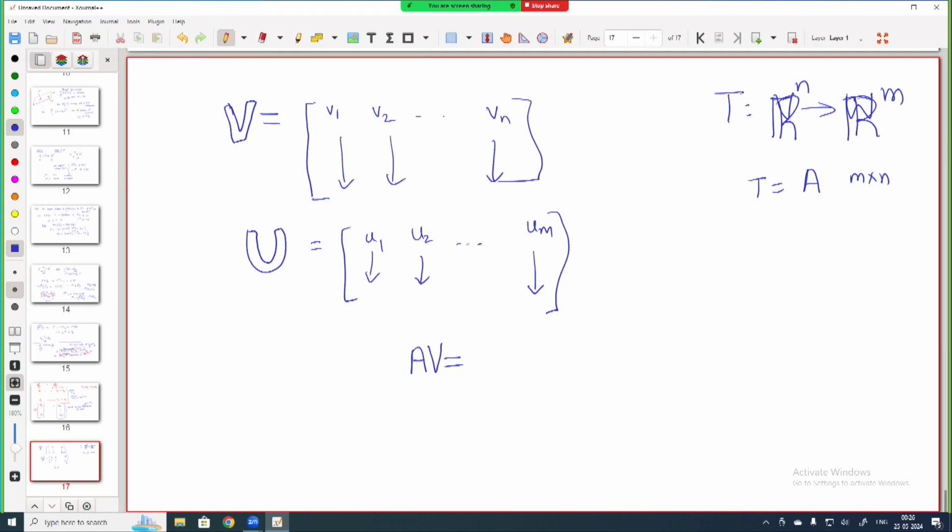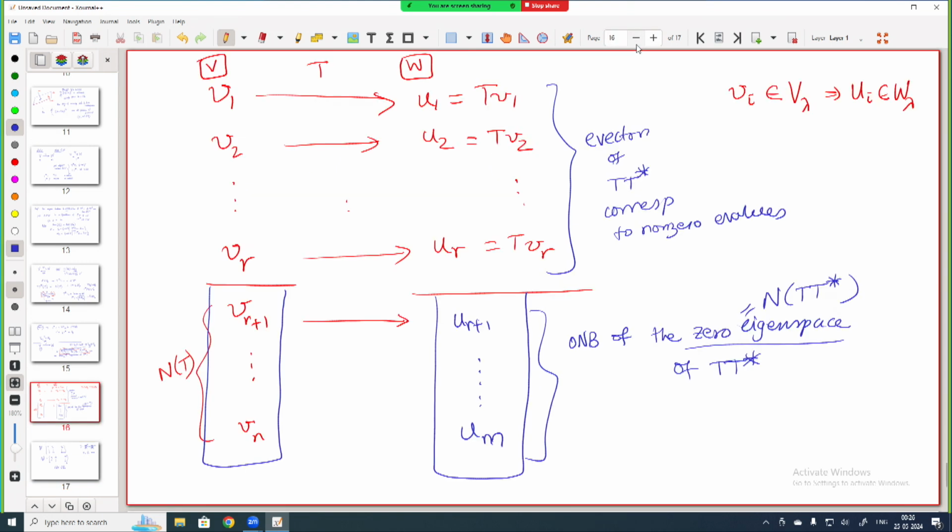So, AV. It is like saying if I apply T to each of the Vi's, then the answer will become the ui's times some multiple. Those multiples are this matrix called sigma. Okay, I think I should have, there is a normalization there. So, sorry, let me just fix this alone.